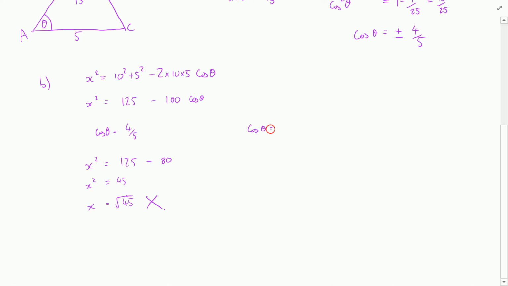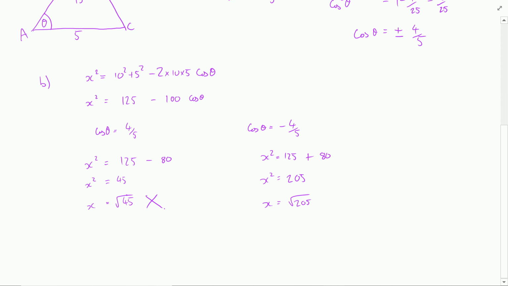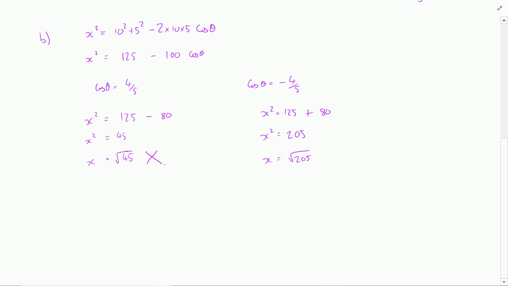So this time let's choose cosine theta to be negative 4/5, because that's then going to tell me that x squared is going to be 125 plus 80, which is x squared is equal to 205, or x is equal to the square root of 205. Again, just popping back to the question, I want the exact length of BC, so I leave my answer as a surd, and popping that into my calculator tells me nothing else. I'm just going to leave my answer as x is equal to the square root of 205.